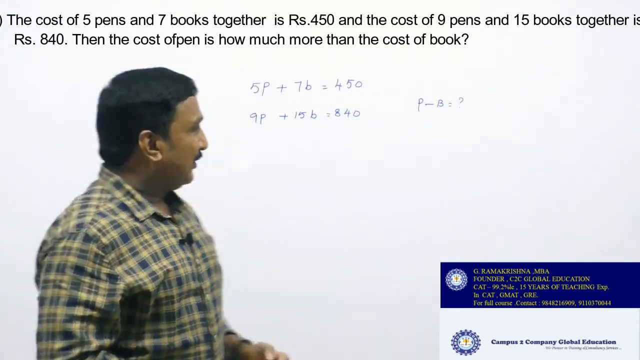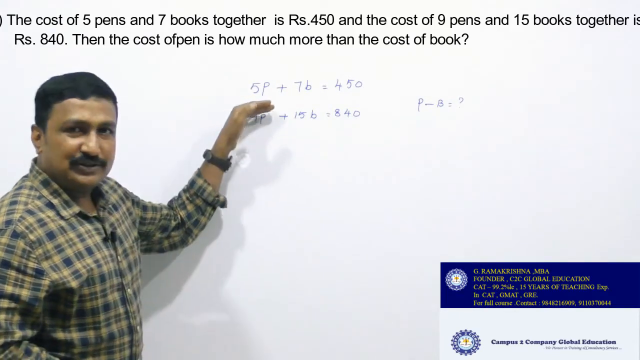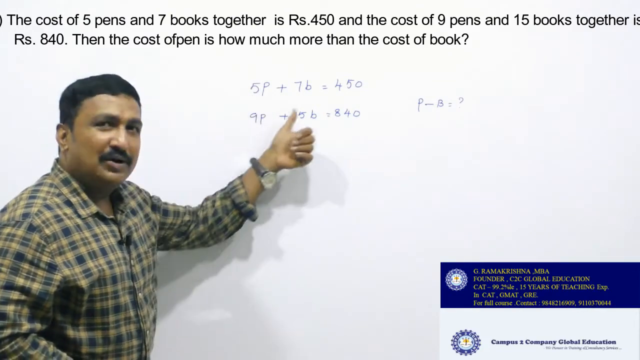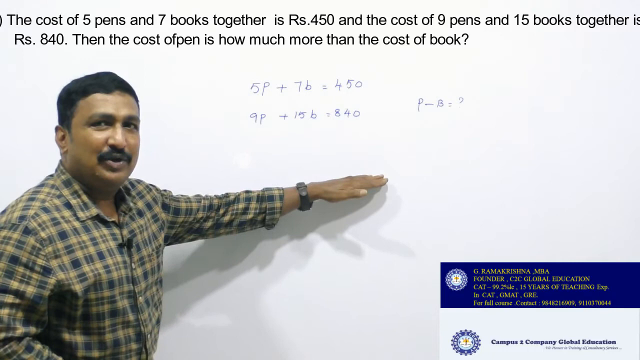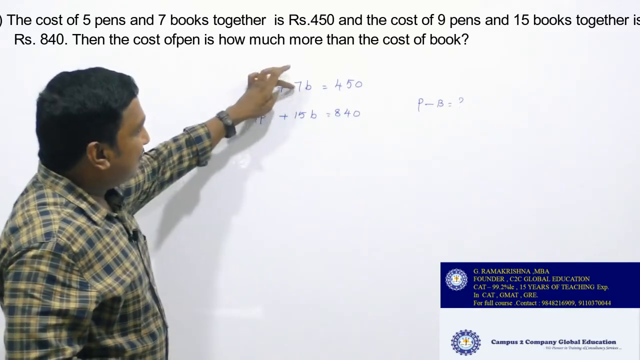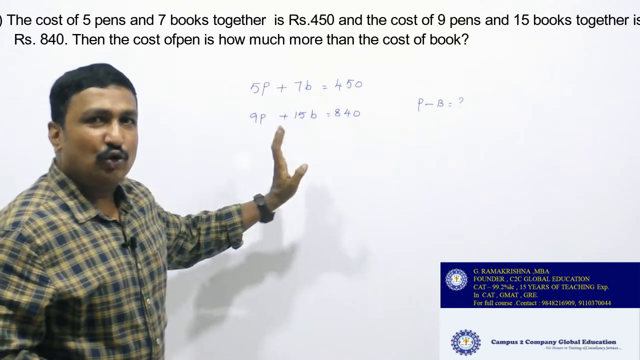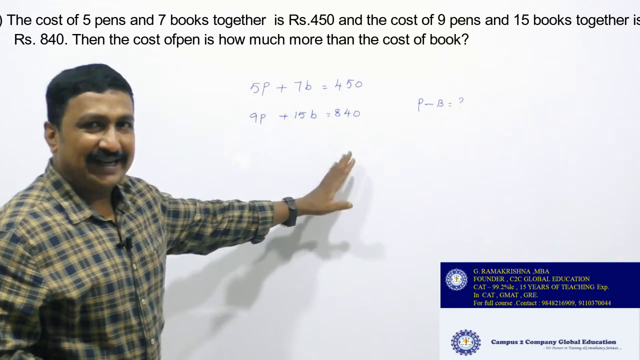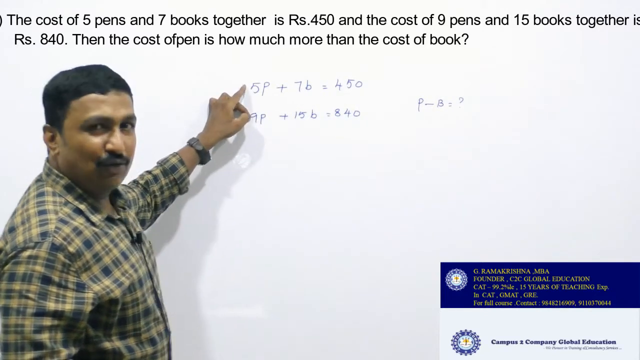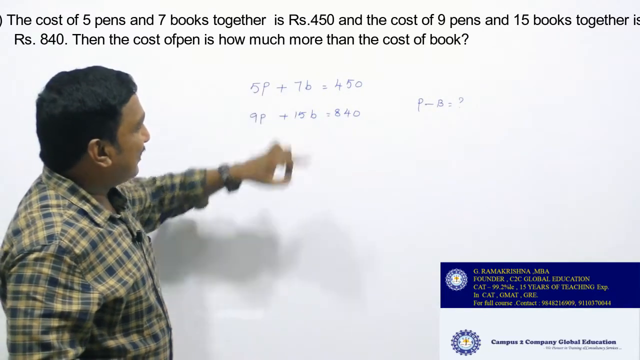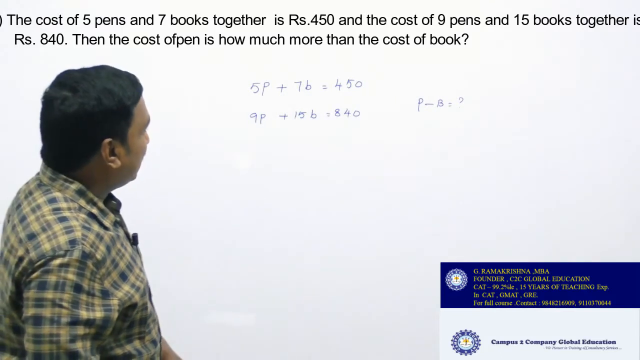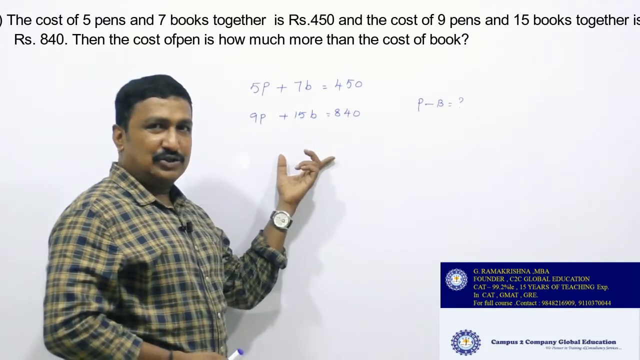How can we do it directly? Look at these two equations. I told you in the previous problem, if you add or subtract, you should get the same coefficient value. If I add, 5 plus 9 is 14, 7 plus 15 is 22. So the coefficients are not equal, so we cannot add. For example, subtract: 9 minus 5 is equal to 4, 15 minus 7 is equal to 8. Okay, so 4 and 8, they also differ.